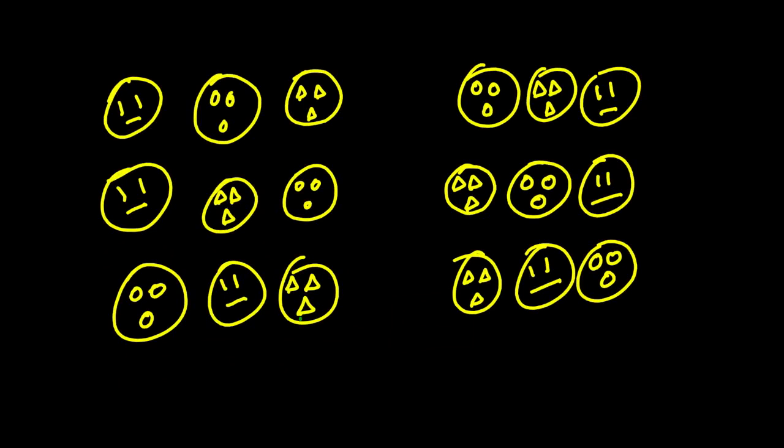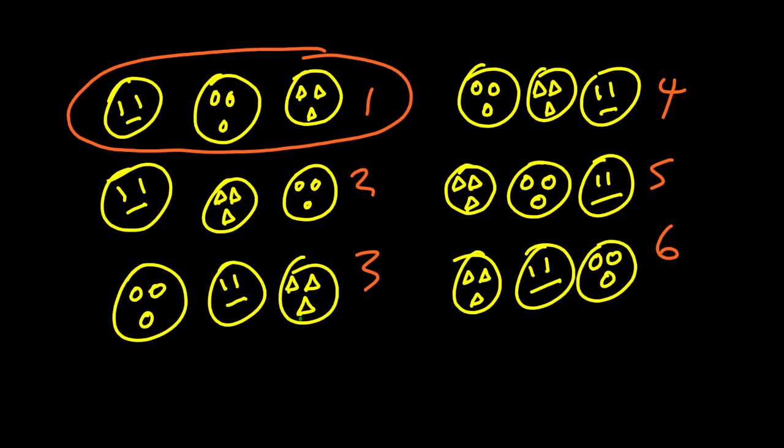When order doesn't matter, there are always fewer possibilities, because multiple orderings of the same committee are counted as one combination. Here we have 6 orderings of 3 distinct objects, so that would be 6 permutations, 1, 2, 3, 4, 5, 6, but the members of the group are constant, and so there's only one combination.